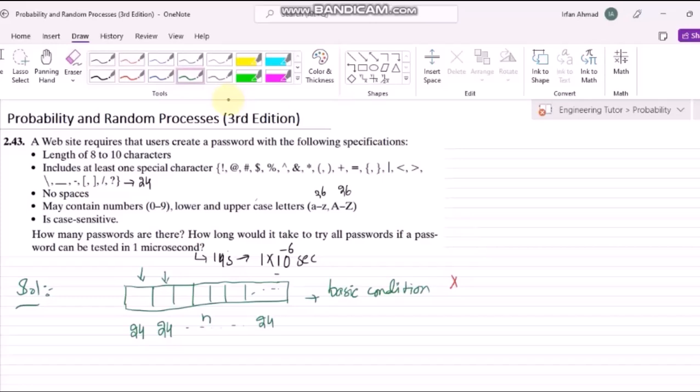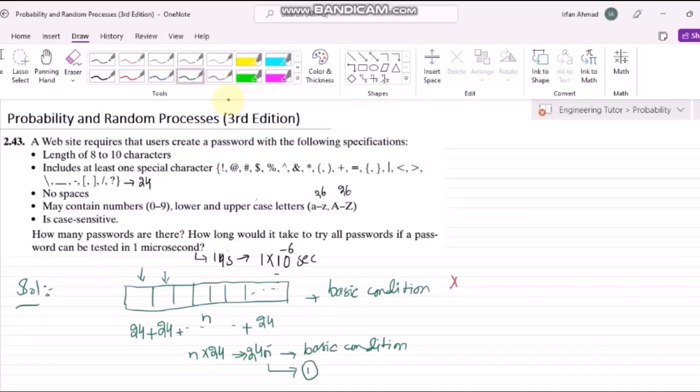So what would we do? This is the OR condition, so we should write plus with all these 24 choices. So what will happen? 24 plus 24 plus 24 up to the nth element here. So it will basically be n multiplied by 24, or 24n. Okay, so that is the basic condition for my passwords to contain the special characters here.